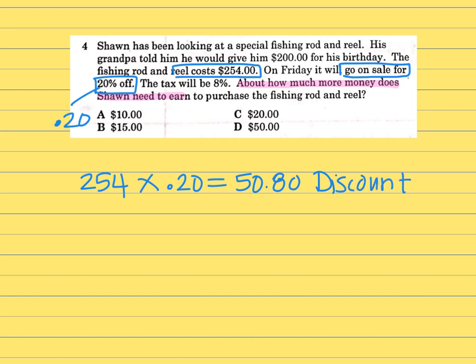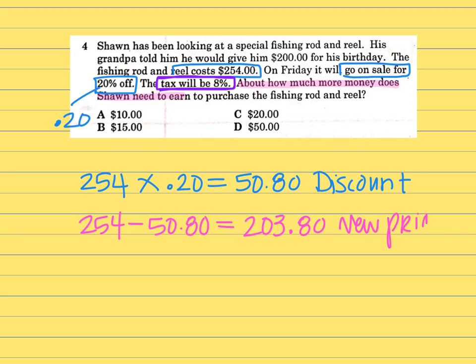We need to subtract the discount. The price used to be $254. We get to take away $50.80 because it's on sale. Now the price of the fishing pole is $203.80. So before we can decide how much more money he needs, the guy is going to be charged tax. You can't just leave the store with your items. That would be super cool, but you can't. So this is going to be the new price. Forgot to write that down.